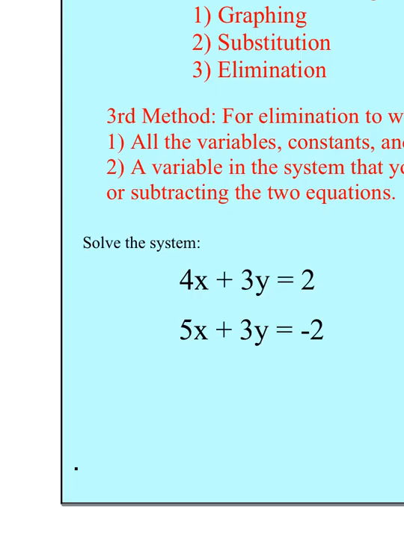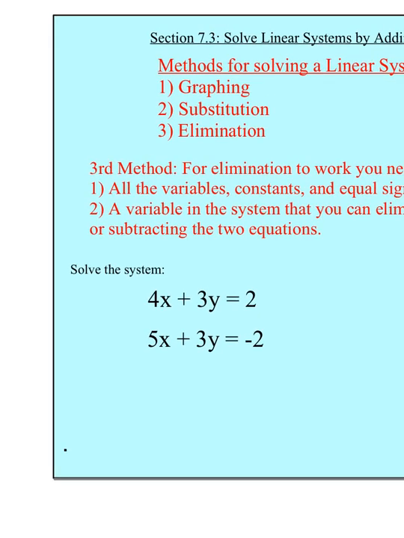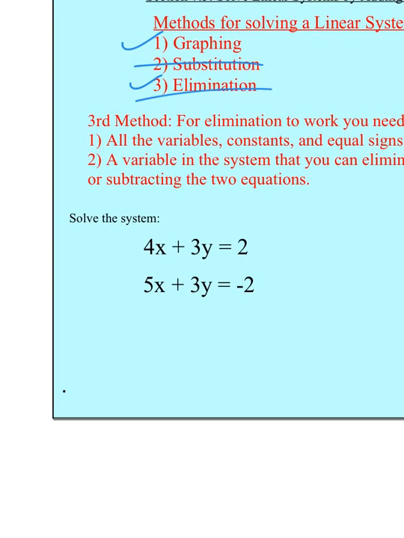Okay, I'm going to do another system now too. Again, just demonstrating a few of these examples. That's all the rest of the lesson is here. Again, we did graphing. We're skipping substitution. We're doing elimination. When you check an elimination, first thing you have to ask yourself: are all the variables lined up? And yep, I have the x's lined up, I have the y's lined up, I have the equal sign lined up, and the constants lined up.